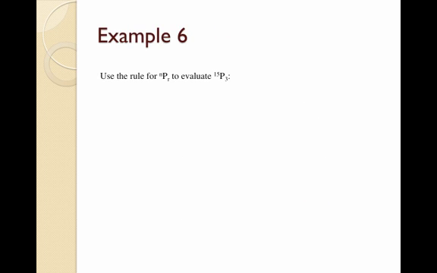For example 6, we're going to use the rule for nPr to evaluate what 15P3 is. Now the rule is n factorial divided by n minus r factorial. This is 15 factorial divided by 15 minus 3 factorial, which is 15 factorial divided by 12 factorial. This gives us an answer of 2,730. We could just go into our calculator and do 15P3, or we can do 15 factorial divided by 12 factorial. However, the algebra is very useful for showing and proving certain applications in your questions, so it's worthwhile knowing.